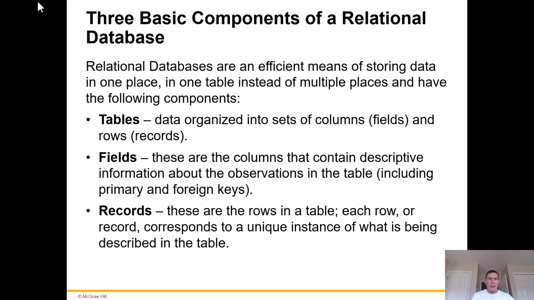So there are basically three basic components of a relational database. Relational databases are an efficient means of storing data in one place, in one table instead of multiple places, and have the following components. Tables: data organized into sets of columns or fields, and of course rows, records. Fields are the columns that contain descriptive information about the observations in the table, including what we call primary and foreign keys. I'll explain those a little later on. And then records. These are the rows in a table. Each row or record corresponds to a unique instance of what is being described in the table.